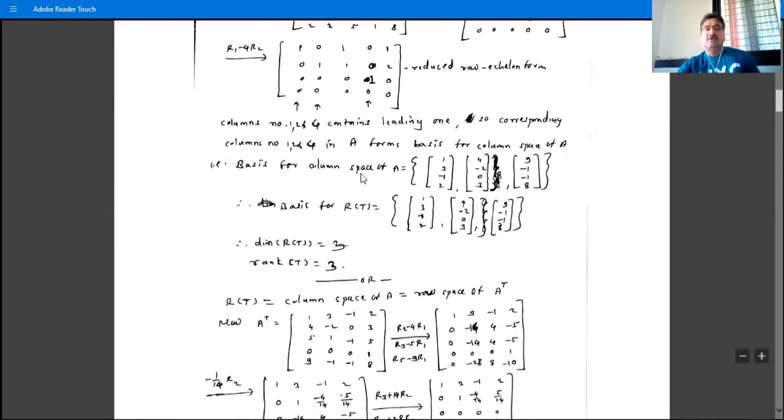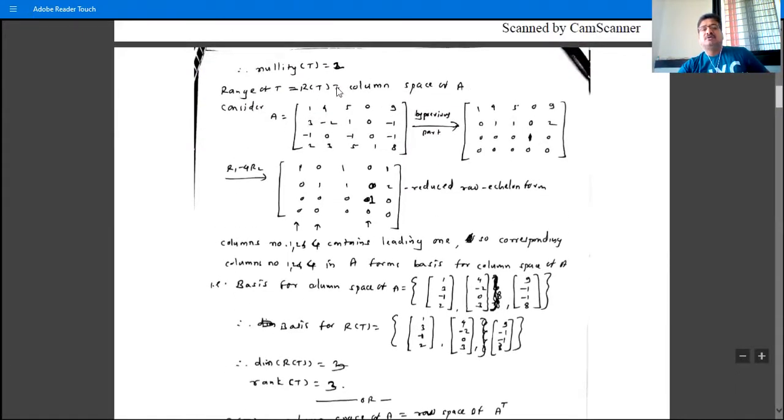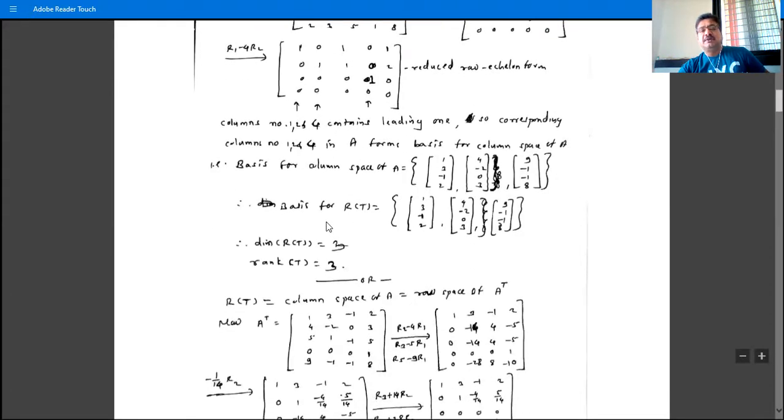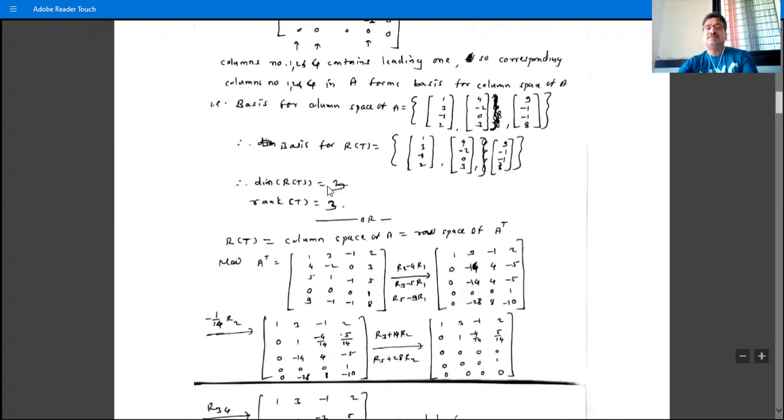This is the basis for the column space of A, and because the column space of A and the range of T, that is RT, are both the same, the basis for RT is the same basis. Write the first element, second element, and the correction here, 0, 0, 0, 1. This basis contains three vectors, and so the dimension of RT is 3. Therefore the rank of T is 3, because the dimension of RT is called the rank of T.